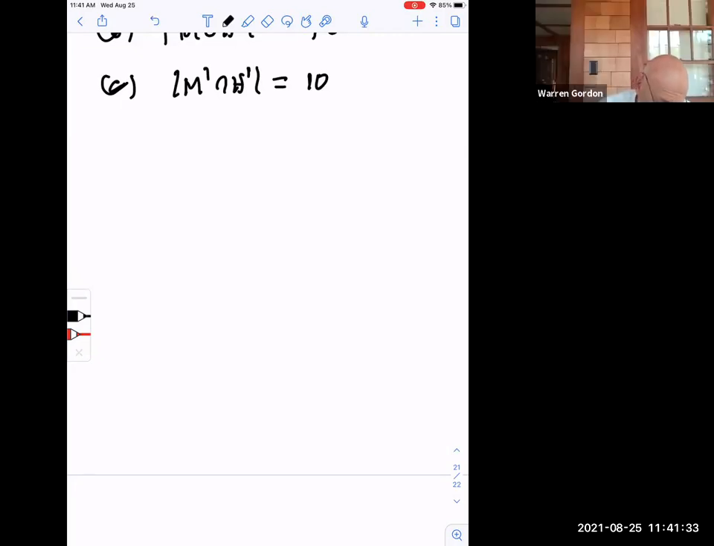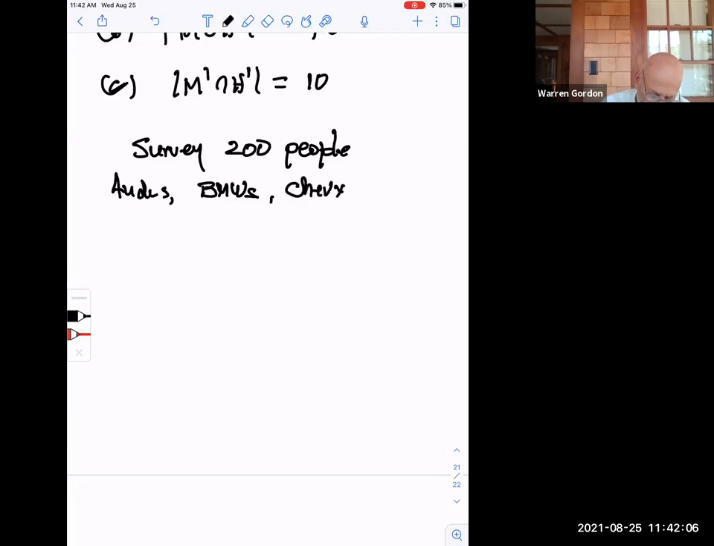Okay, so next problem, this is example 4. We have a survey of 200 people. So I'm already telling you the number of elements in the universal set. And here's what we know. We're looking at their driving habits, and we're looking at 3 different cars. We're looking at Audis, BMWs, and Chevrolets. Purposely A, B, and C, okay?